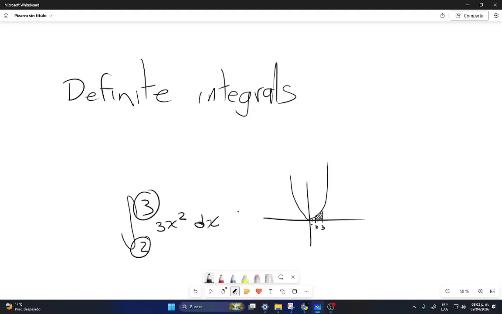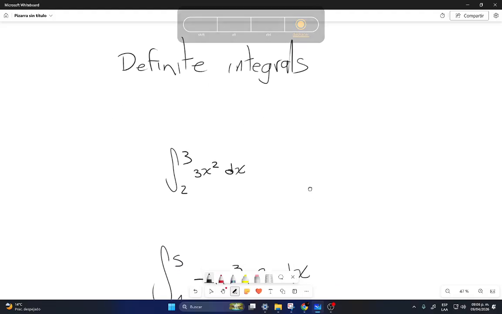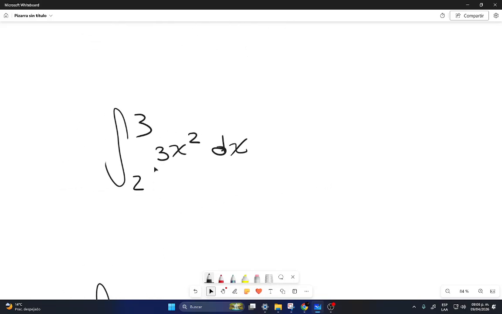How are we going to calculate it? First of all, I need to clarify that for definite integrals, it's not necessary to write the constant, because we are asking for specific values of this specific function. We are not returning to an original function after being differentiated. No, this is just the calculation of the area between 2 and 3. So in this specific case, the constant is not needed.